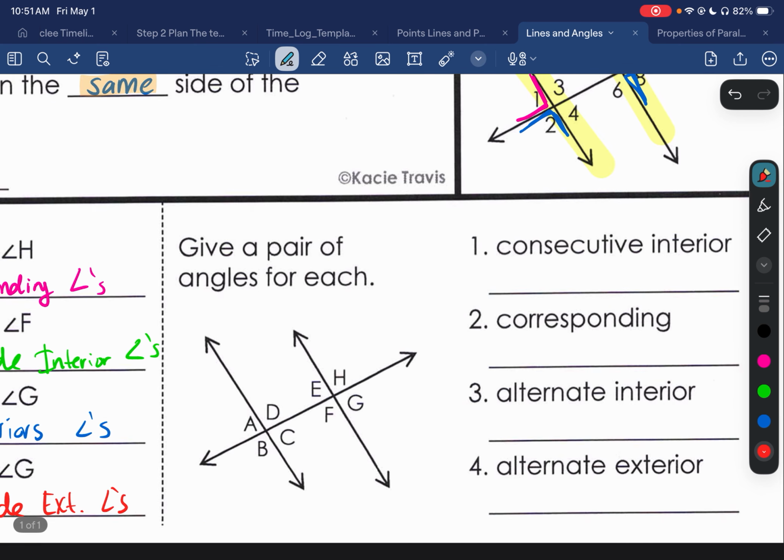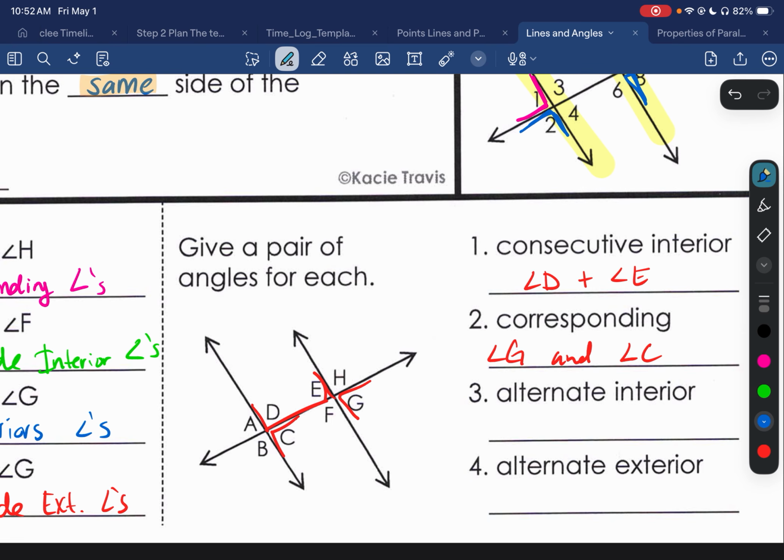All right. Give a pair of angles for each one. Let's do this real quick. Consecutive interior. 1, 2, 3, go. Consecutive interior. Consecutive means same side. Interior means here. So we got angle D plus angle E. Corresponding. Remember, this is one where you can draw the angle, drag it, and it matches up. Let's say angle G matches with angle C. Angle G and angle C.